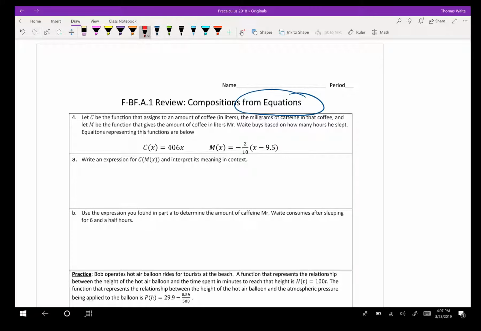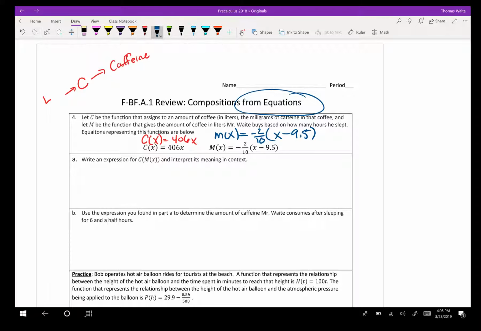I'm going to use colors again to help me match these. I'm just going to label my functions ahead of time, this one in red and my other one in blue. I like to change the color because it helps me keep track of which is which. It says, let C be the function that assigns to amount of coffee in liters the milligrams of caffeine in that coffee. So that's kind of the same setup as before. C is our function. It takes in amount of coffee and gives us milligrams. I'm going to make a little note of this. So C takes in liters and gives us out caffeine. And these notes to ourselves will be really helpful later as we go on to write our compositions.